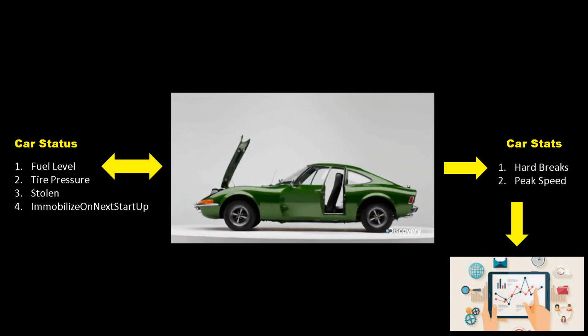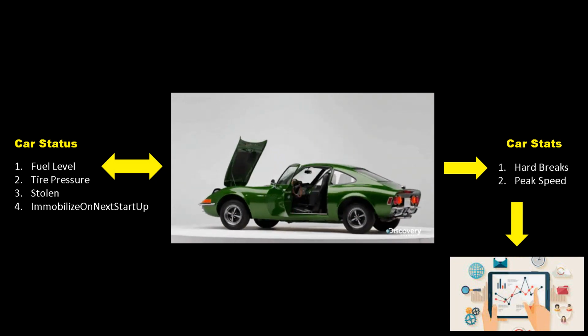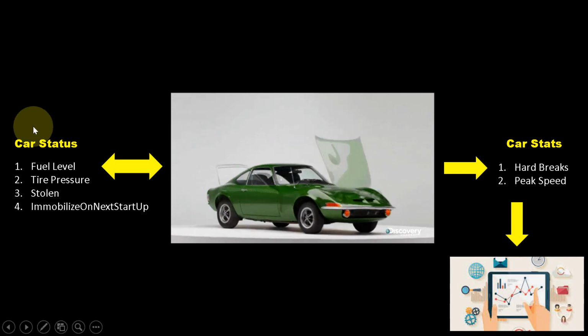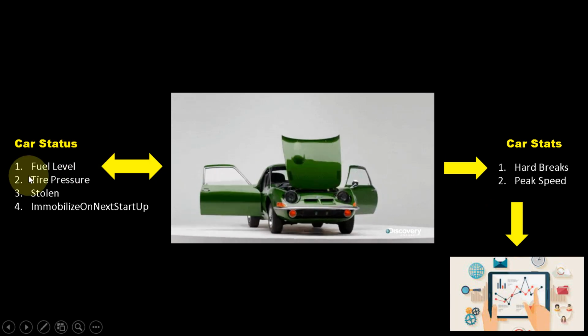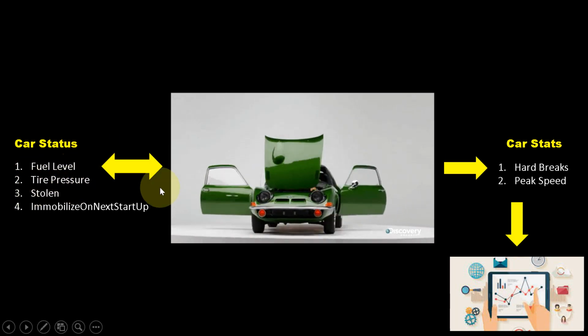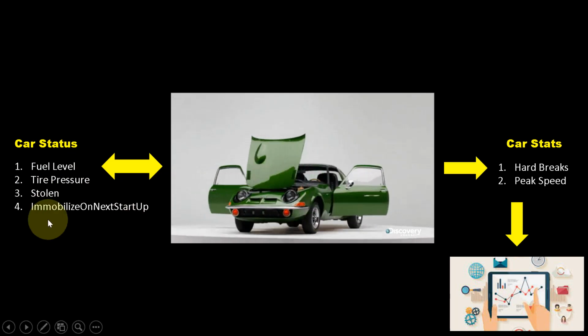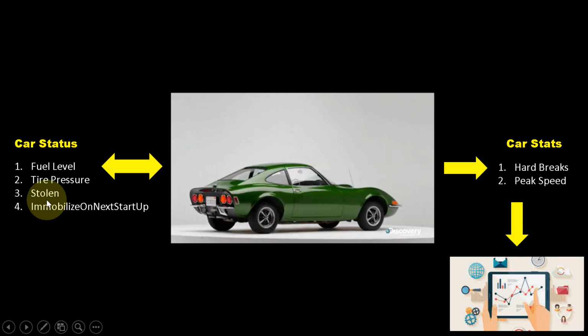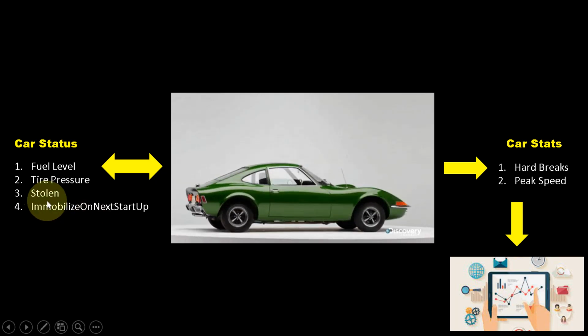All right, so let's see what we are going to build, or simulate, through this two-part series. We're going to build a connected car, for which we are going to exercise two functionalities. On the left hand of your screen, the car status is something that we are going to probe from the car. For example, what is the fuel level, what is the tire pressure that is reported by the car. And then using device shadows, which is a concept we are going to learn in the next part, we are going to command the car to be immobilized on the next startup if the car is stolen.